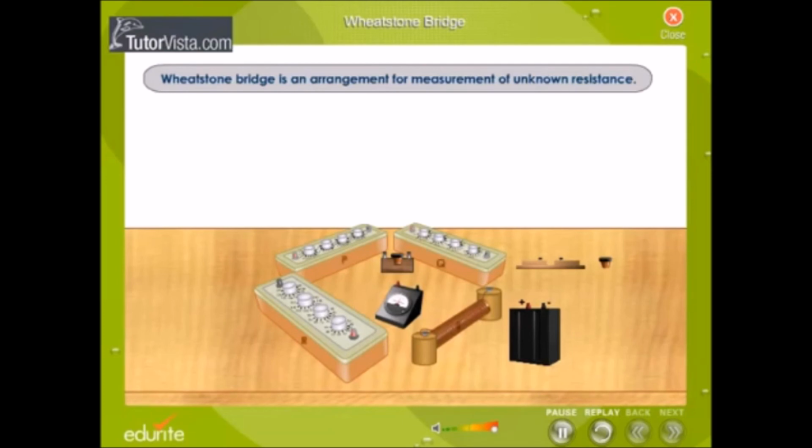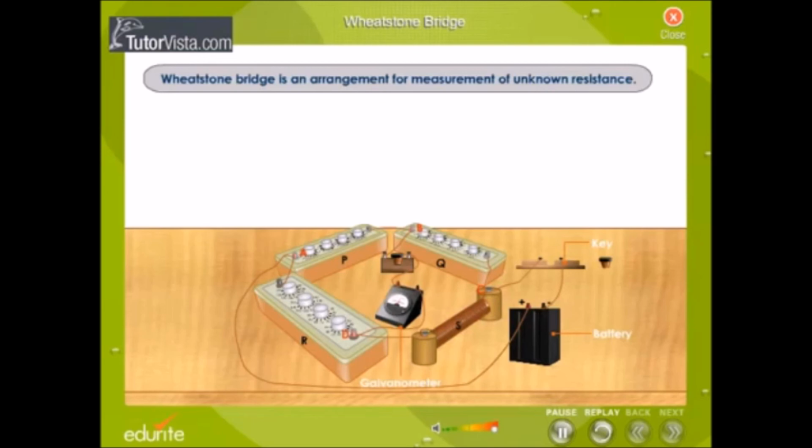A Wheatstone bridge consists of 4 resistors of resistances P, Q, R and S connected together to form a quadrilateral or bridge ABCD. The pair of opposite junctions B and D is connected through a galvanometer, and the other pair of opposite junctions A and C is connected through a battery and a key. If resistances of 3 of the resistors in the bridge are known, then the bridge can be used to calculate the resistance of the 4th resistor.